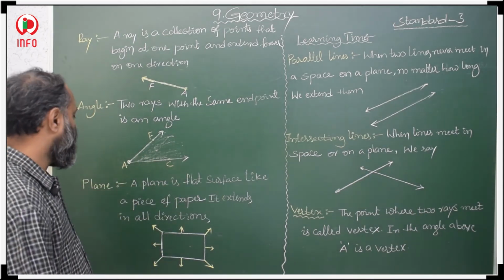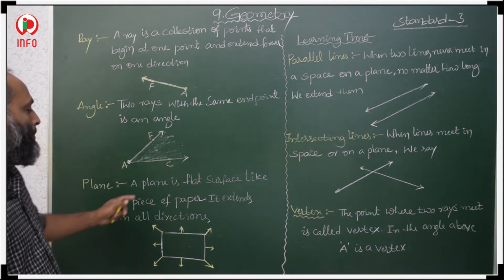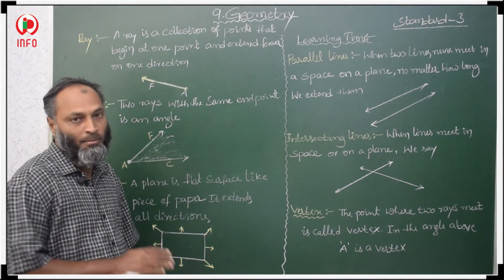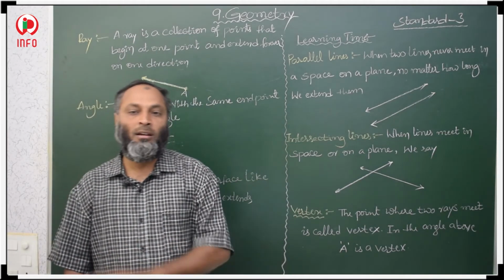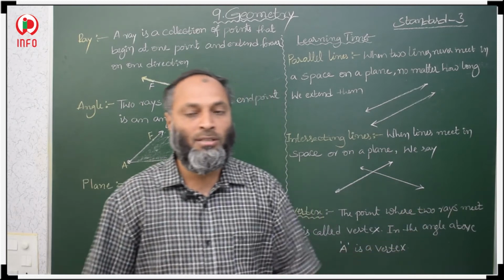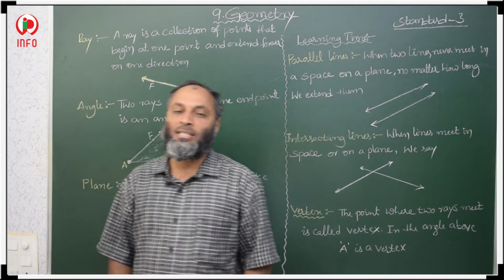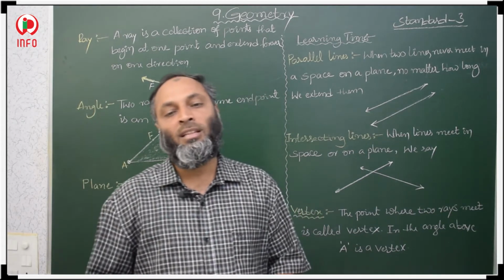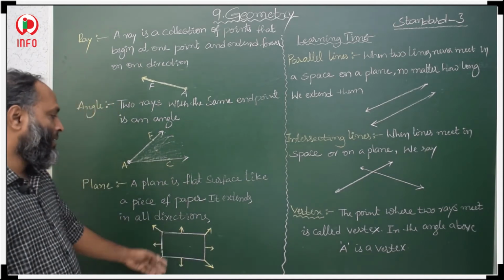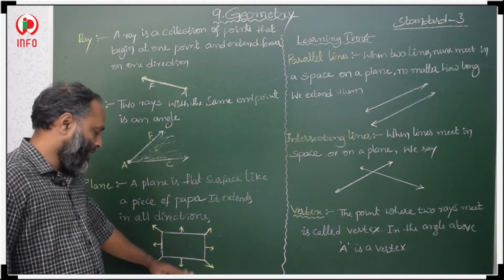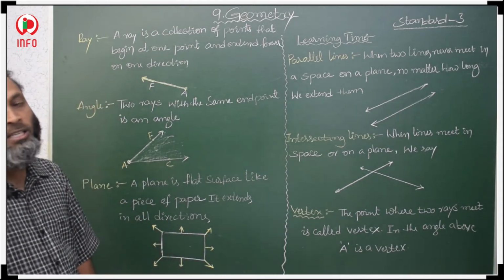Now the next definition, plane. What is a plane? A plane is a flat surface, like a paper surface, or table surface, or chair surface, or floor surface, or TV surface. All these flat surfaces are nothing but planes. So this is a complete plane. It extends in all directions, in this direction, in this direction, in all the directions it extends.